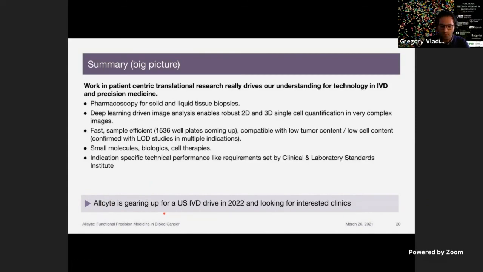We're also gearing up for a US in vitro diagnostic drive in 2022, and we're looking for interested clinics. We have already started going out to KOLs and approaching different clinics. So the more that we can do between now and 2022 in understanding our platform, the better.